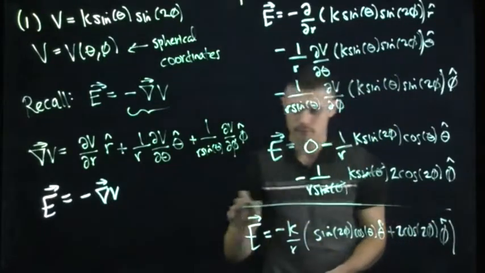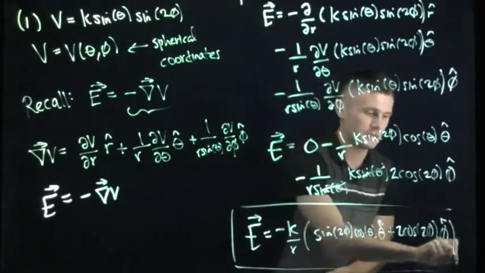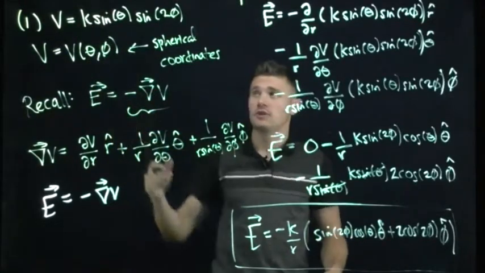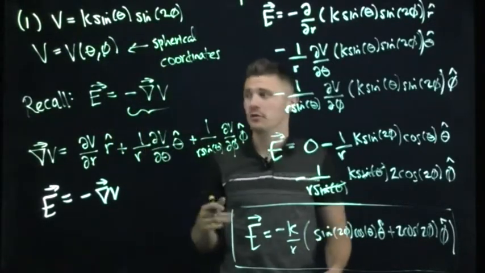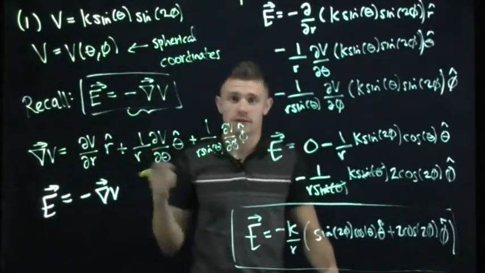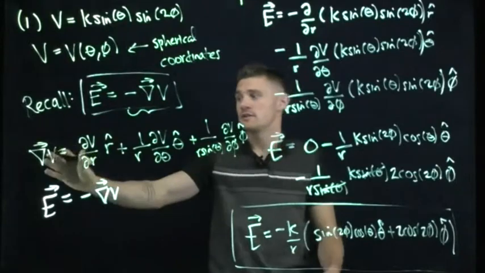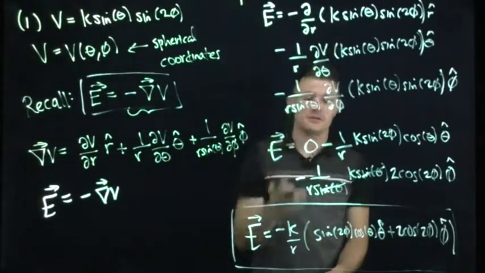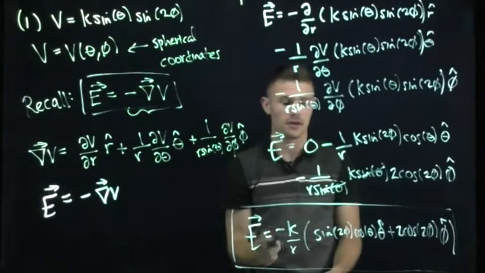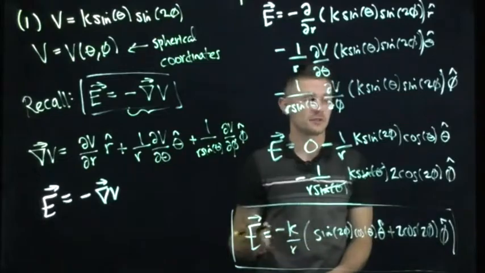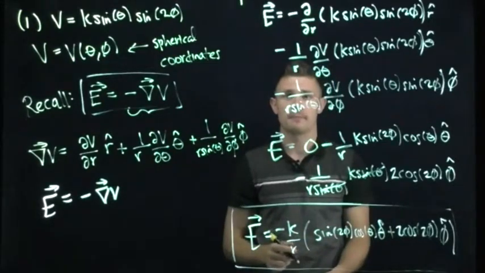So once again, to walk through the steps of how I thought about this, I saw the potential, I thought, what is the coordinate system that we'll be using? Theta and phi, spherical coordinates. We recalled that the electric field is equal to the negative gradient of the electric potential V. Here is the gradient of V in spherical coordinates. We plug in, we take our derivatives, and we end up with the electric field being negative K over r, sine 2 phi cosine theta in the theta hat direction, plus 2 cos 2 phi in the phi hat direction.